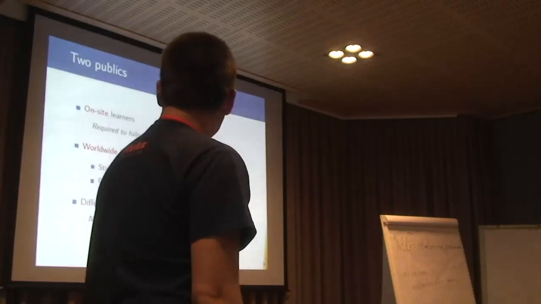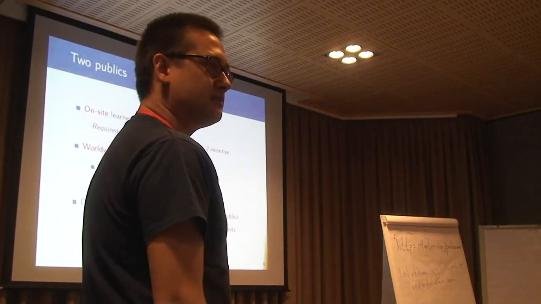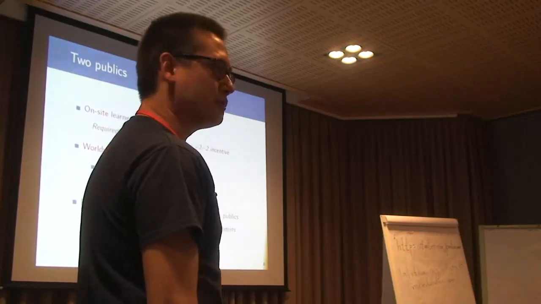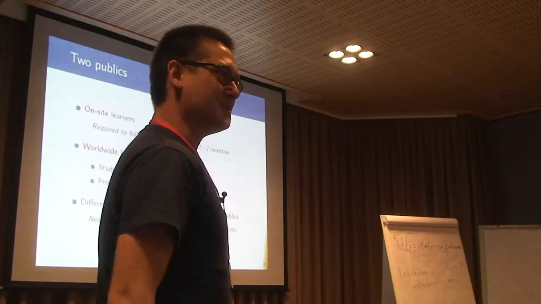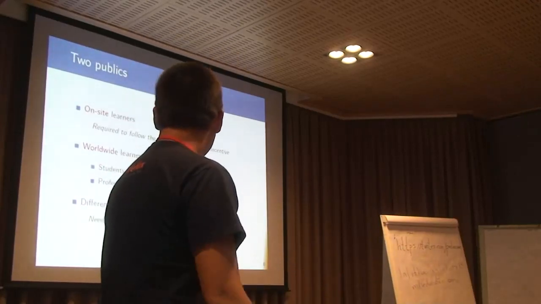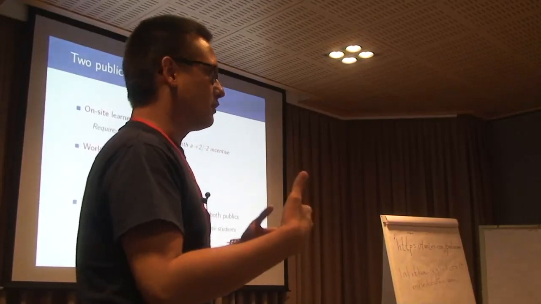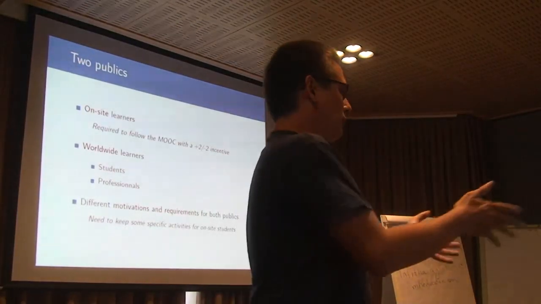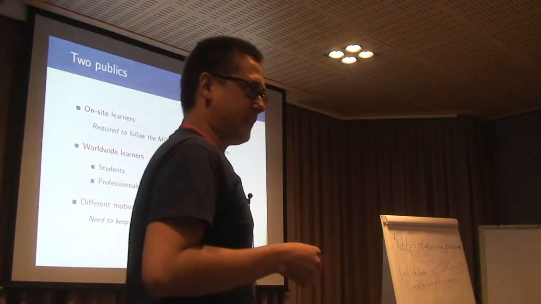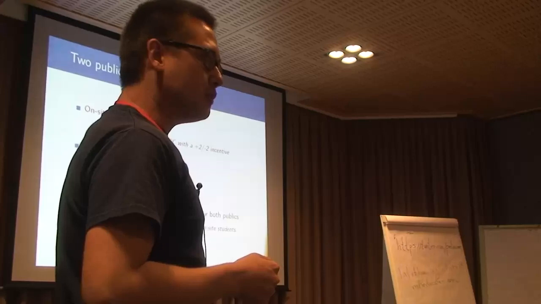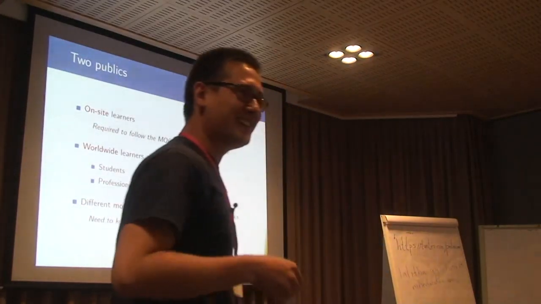And those two publics, three publics in fact, have different motivations. Of course, the students only want to have the +2, and the professionals really want to discover the material and follow the MOOC. So it's difficult to build the MOOC because we have two different motivations, two different requirements. Our students have time in their schedule to work on the MOOC. Professionals maybe do that after midnight when they come back from work.